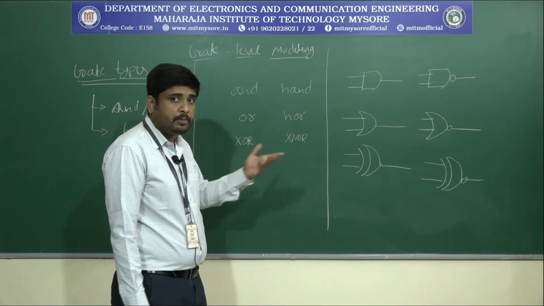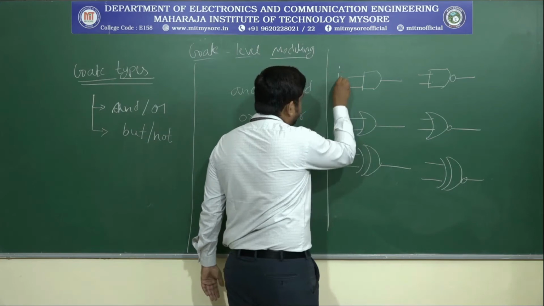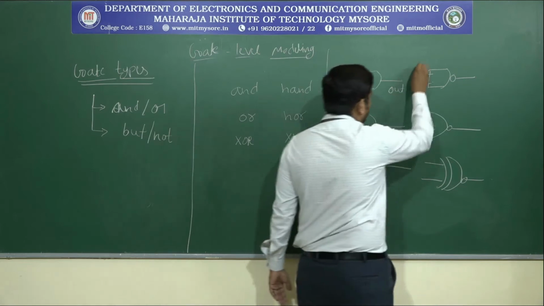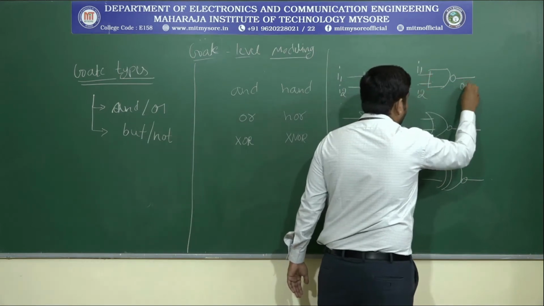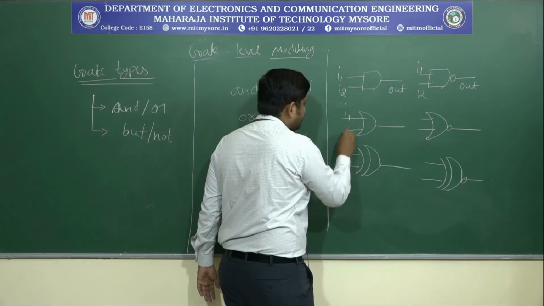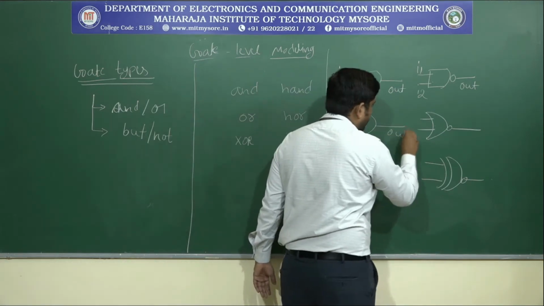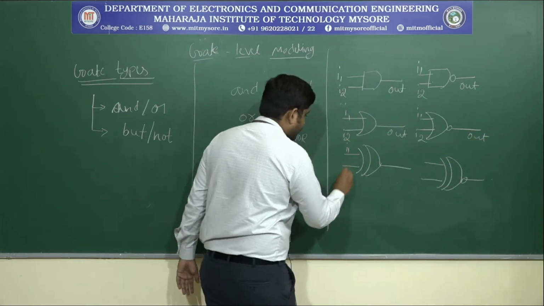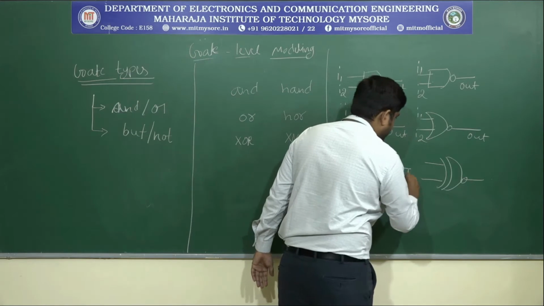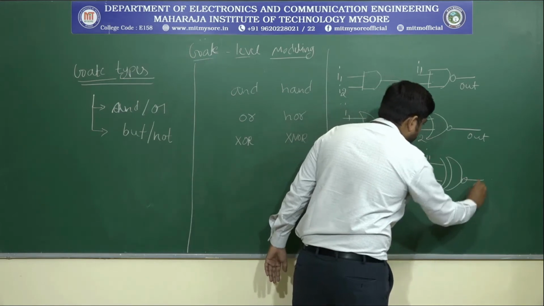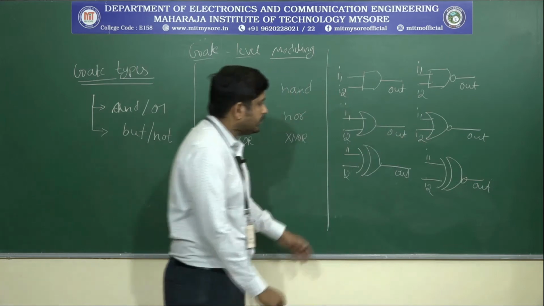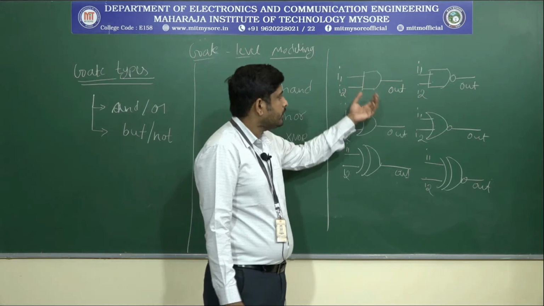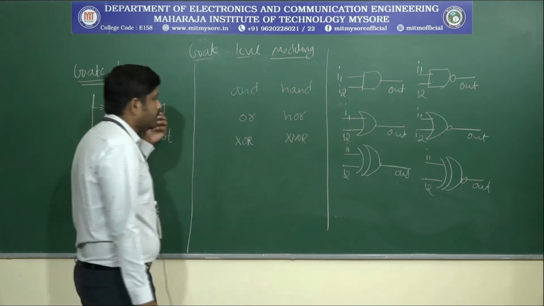We just name the inputs and outputs. Here we can name them I1, I2, out. Here also I1, I2, out. So these are the representations of inputs and outputs with respect to AND and OR.